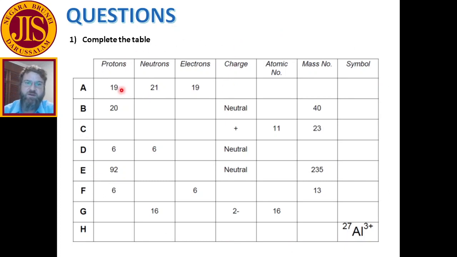Fairly straightforward. So let's have a look at A. You've got 19 protons, 21 neutrons, and 19 electrons. Protons and electrons are balanced, so there can't be a charge. The atomic number is the same as the number of protons, which is 19. The mass number must be the sum of the nucleons, which is the neutrons and the protons. 19 plus 21 gives 40, and that gives you the symbol of potassium. I'll let you have a go at all of those by yourself.